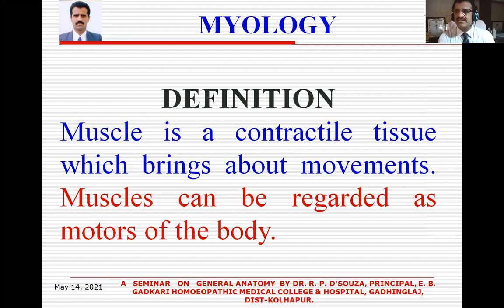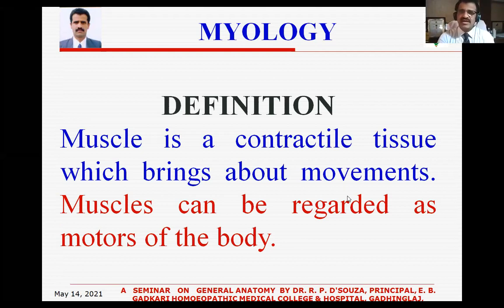Always we proceed with the definition, because I was talking about definition of bone, definition of cartilage. Bones and cartilages are special connective tissues. There are basic 4 tissues in our body: epithelial tissue, connective tissue, and then comes muscular tissue. So muscle is a separate tissue, but it contracts, so we call it a contractile tissue. So in short, muscle is a contractile tissue which brings about movements in the body. This becomes your short and sweet definition.